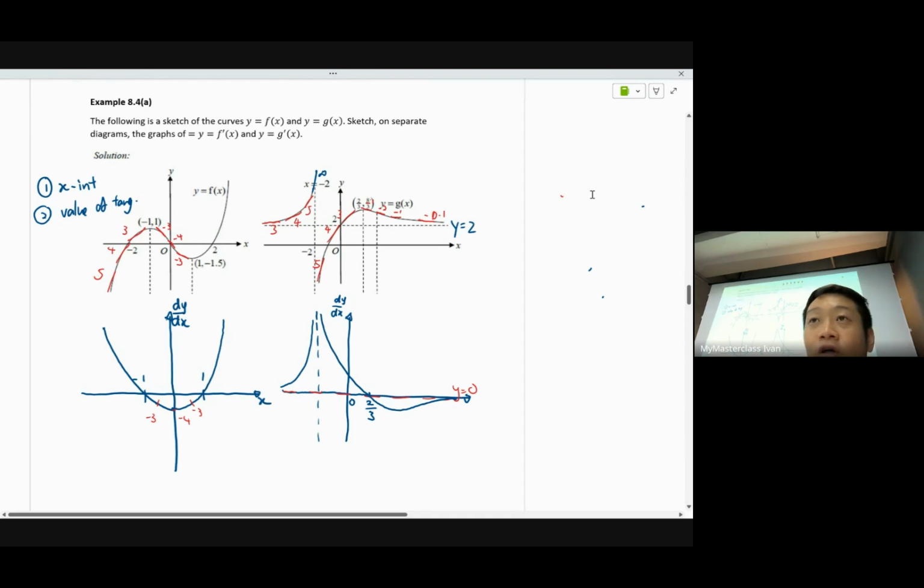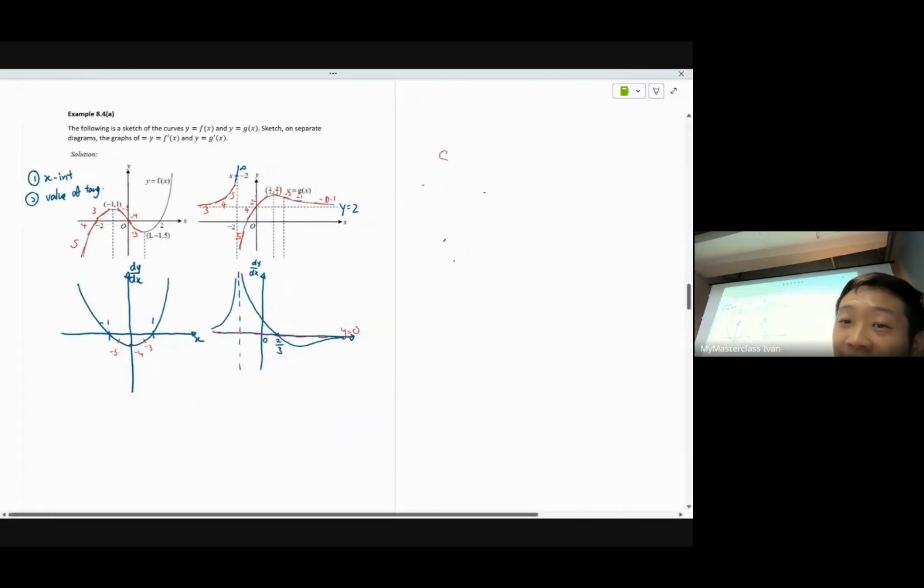But if you listen to me, number one, Mr. Ivan say stationary point become x-intercept. You all know why? Because stationary point means dy dx equals to 0, right? So this means that the y of y equals to 0 for this graph. So that's why it's an x-intercept.